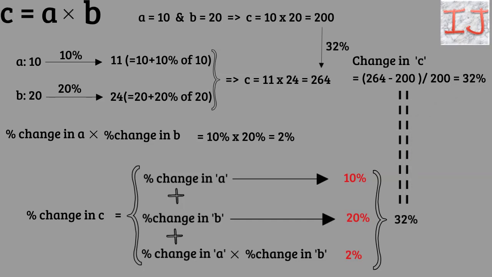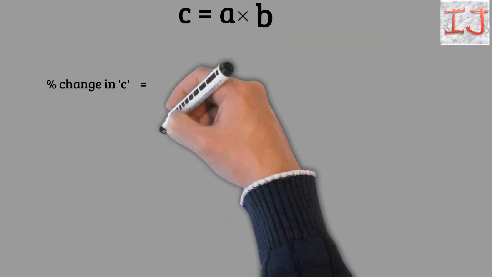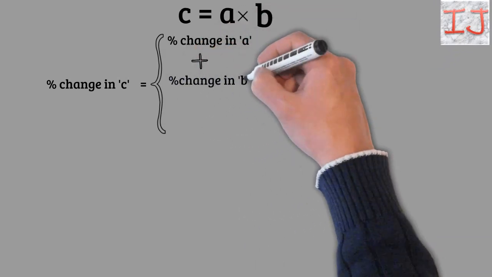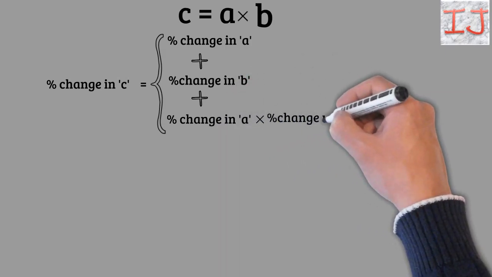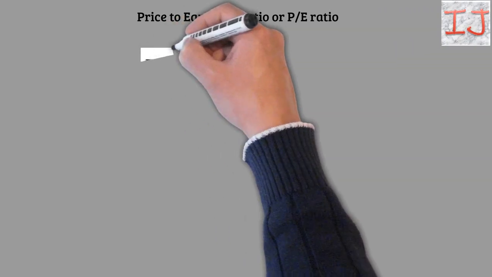Most of the time, product of change is very less compared to change in A and B, as in this case it is only 2%. So it can be ignored sometime. We can say as a thumb rule, if C is equal to A into B, then percentage change in C will be equal to percentage change in A plus percentage change in B plus percentage change in A multiplied by percentage change in B.